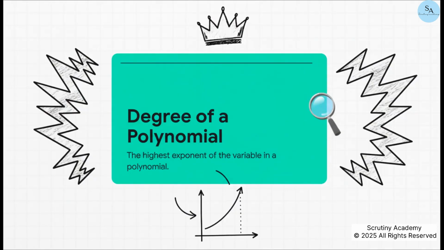Next up, something called the degree. This sounds fancy, but it's incredibly easy. The degree is just the highest exponent you can find in the entire polynomial. That's it. Think of it like its power level. It tells us a ton about what the polynomial looks and acts like.